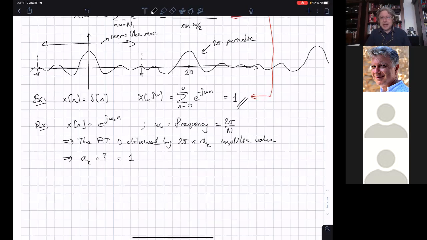What is k? K is equal to 1. And what is the frequency? Omega is equal to 1 times omega 0, which is omega 0. So at omega 0, we have one coefficient whose value is 1.